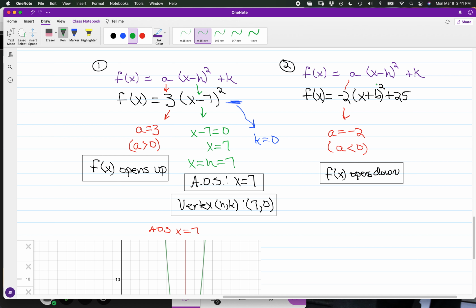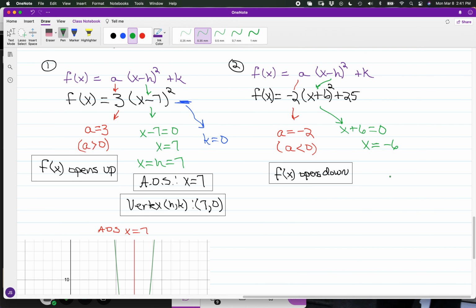All right, now we have the determination of h. So you have x minus h, represented by x plus 6. We have x plus 6 is equal to 0, so we have that x is equal to negative 6. That's going to be your h value as well. And again, for the k value, we have the addition of 25, so k is equal to positive 25.